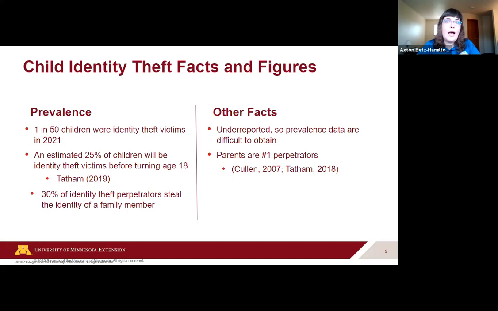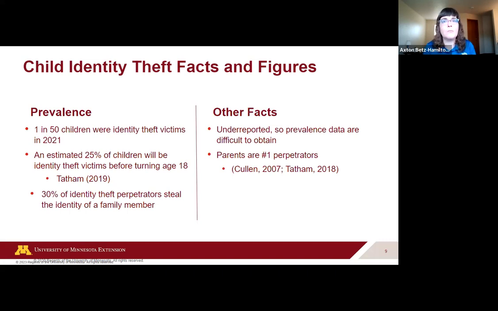Now, I give you these prevalence statistics and estimates just to say they're probably not accurate because child identity theft is often underreported. So prevalence data are difficult to obtain. And it may be underreported because, again, if it's a child who's a victim, they may not know that they've been victimized until they turn 18 or 19 and they go off to college and try and get that first student loan or they try and get that first apartment. And they find out they can't because their credit report has all of these fraudulent entries and their credit score has been really damaged. So they don't know to report.